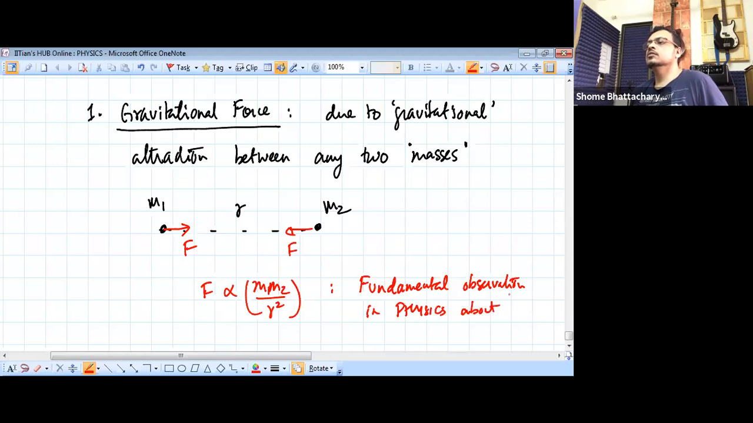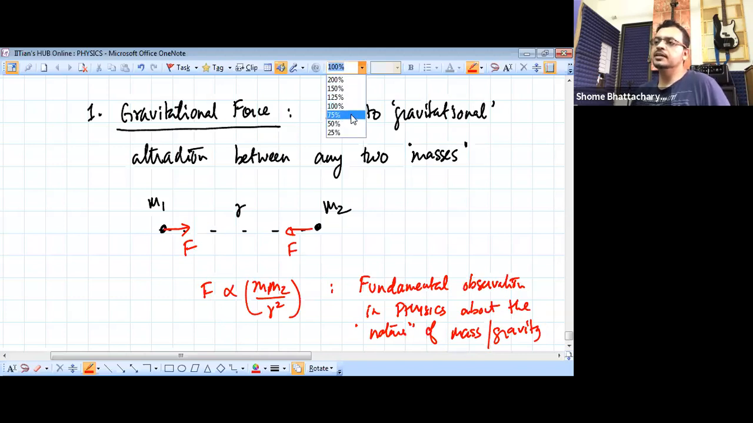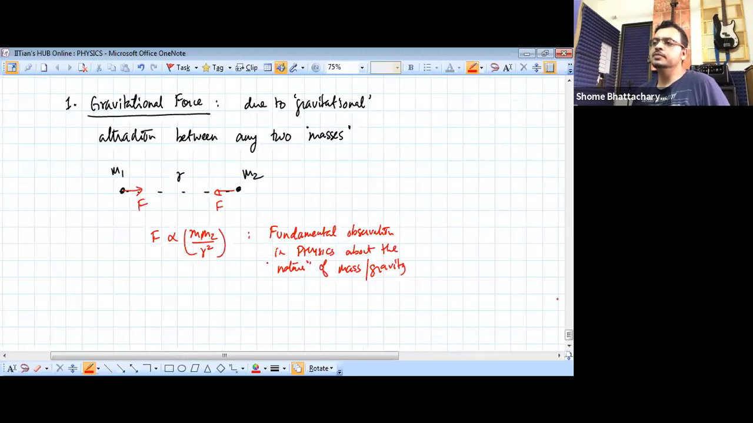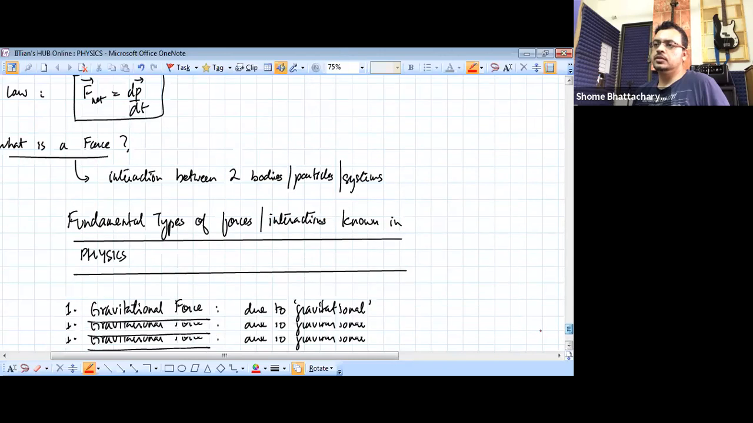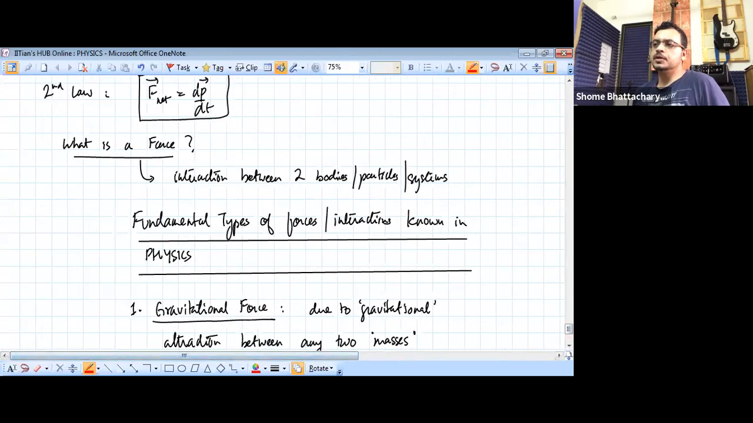About the nature of mass and through it gravity. It doesn't come from anything else. It just comes from that property of mass. So that is one of the four types of fundamental interactions or four types of fundamental forces which are known in physics. So I'll just leave you to note down this part a little bit first. Then I'll tell you about the other three.